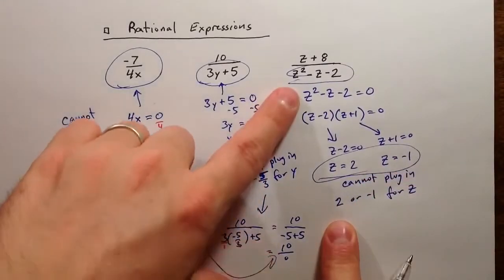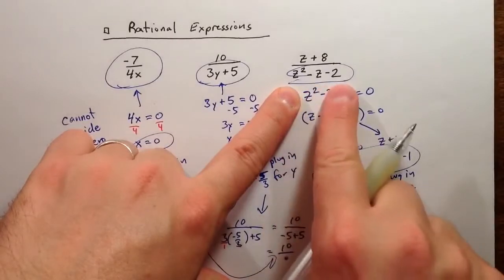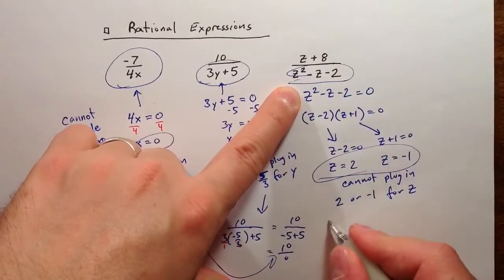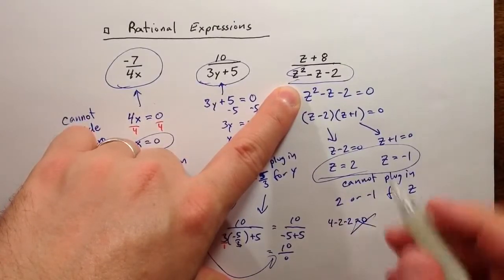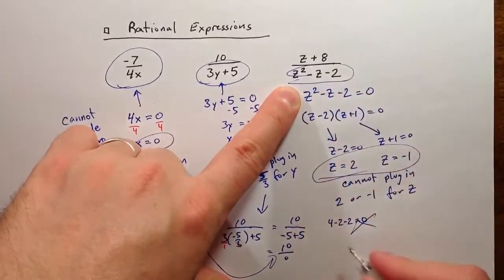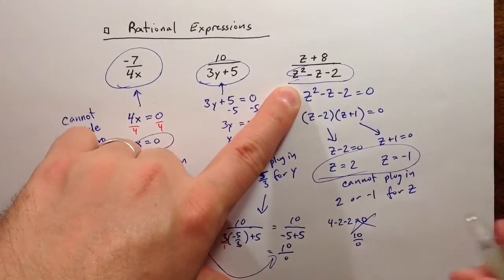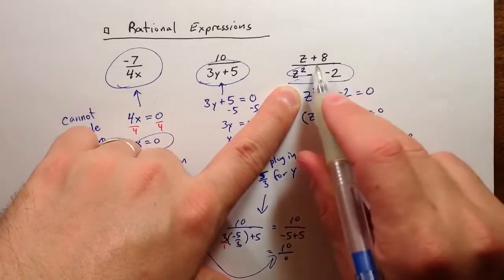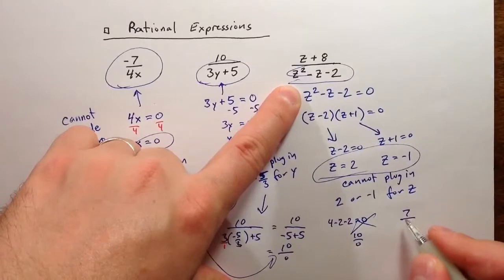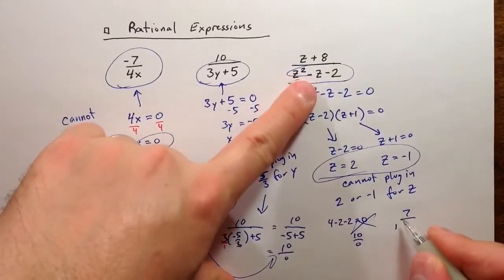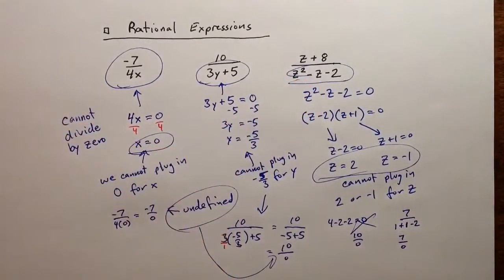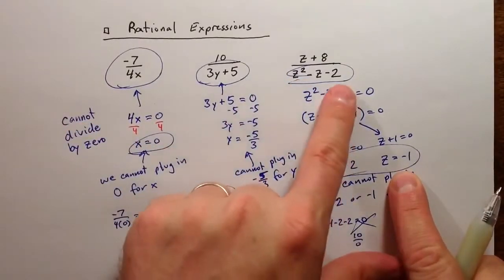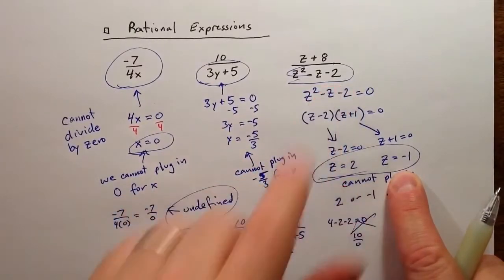If I plug in 2, I get 2 squared minus 2 minus 2. 2 squared is 4, so we would end up with 4 minus 2 minus 2, which equals 0, which would become a problem. We would end up with a 2 up top would give me 10, so I get 10 over 0 again, which is undefined. And if I plugged in -1, I would get a 7 up top, and -1 squared is 1, minus -1 would be +1, and then minus 2. So again, we'd get 7 over 0, which is undefined. So these two values of z give me 0 in the denominator, and that would be undefined.